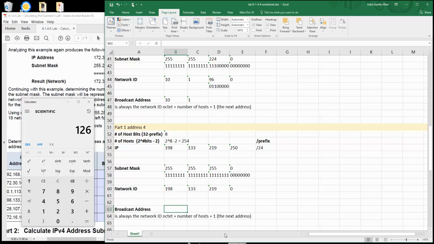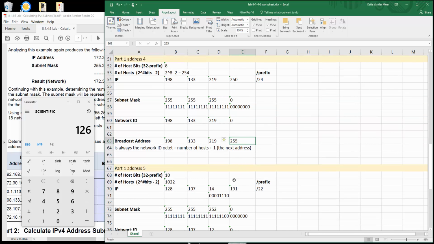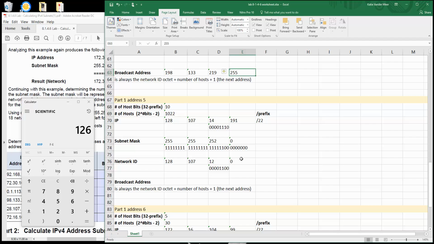Address 4. So here we are looking at 198.133.219, and here we have 0, so all our broadcast is 255. It's 254 plus 1, which is 255. And then let's see, 5 is kind of the same way. So our broadcast here is 128, 107.